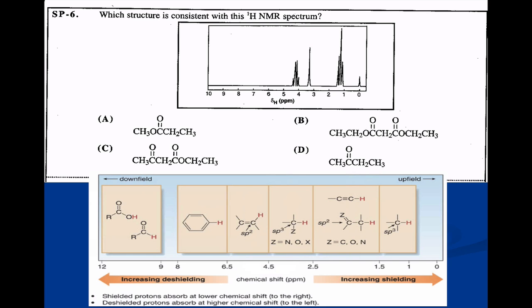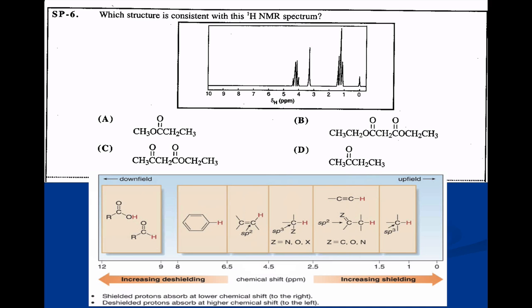Can we eliminate any others based on that information? No. Everything else would have 3 signals. Let's look at A. Is A consistent with that spectrum?